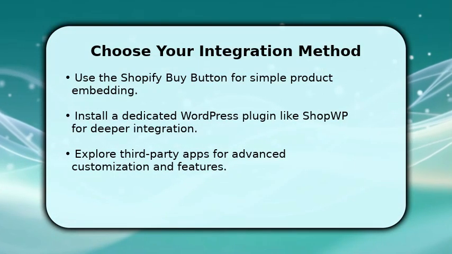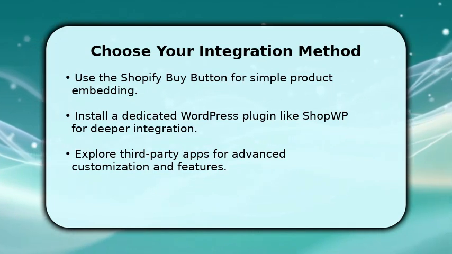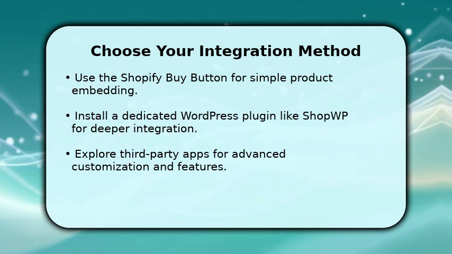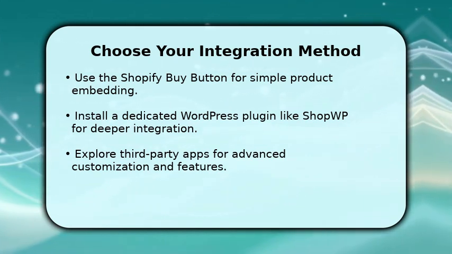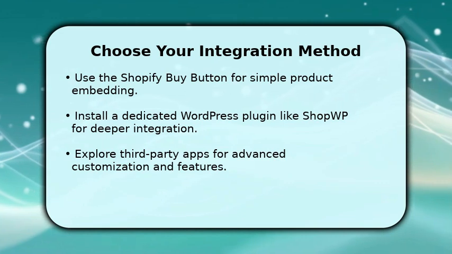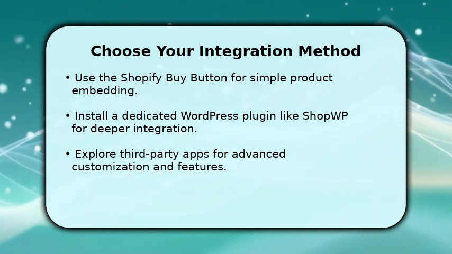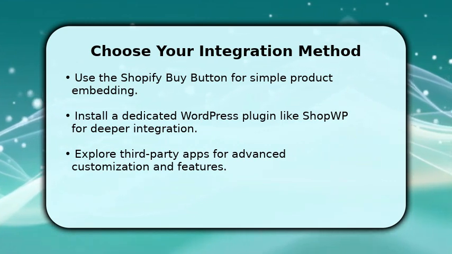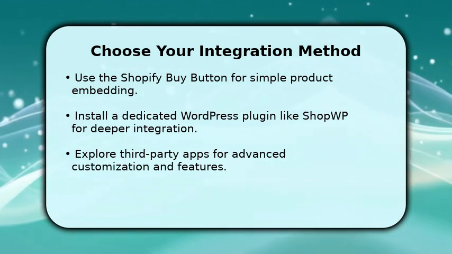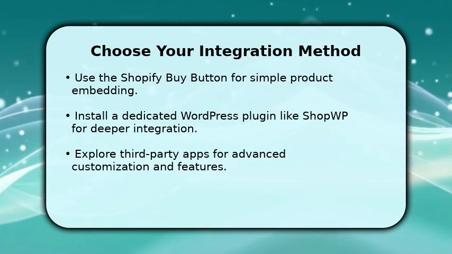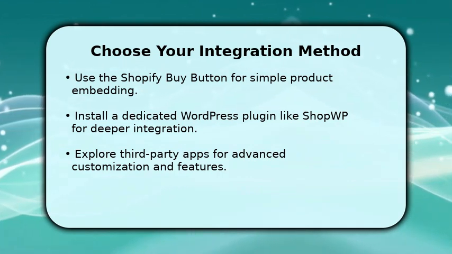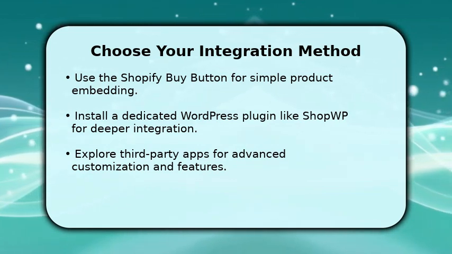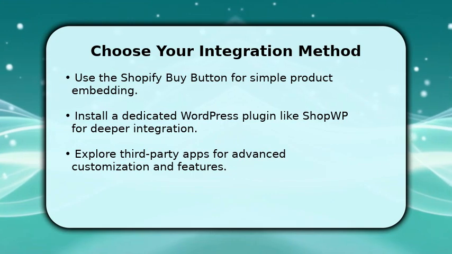There are several effective ways to integrate your WordPress site with Shopify. For a quick and easy solution, you can use the Shopify Buy button to embed individual products or collections directly into your WordPress pages. If you need more comprehensive control, a dedicated WordPress plugin, such as ShopWP, offers deeper integration. Additionally, various third-party applications provide advanced features and customization options to suit specific business needs.